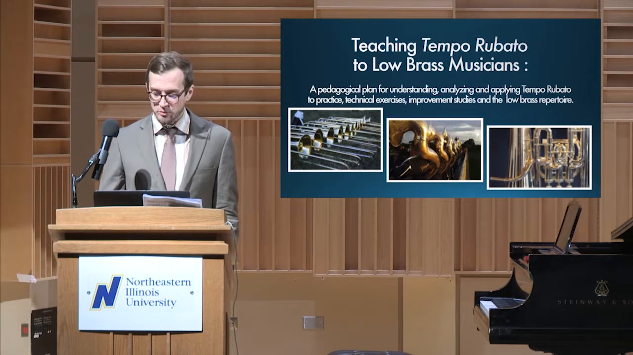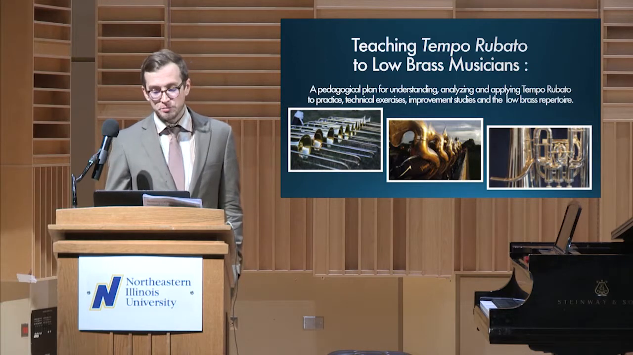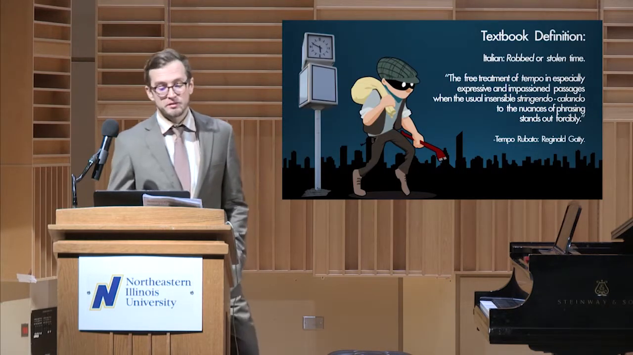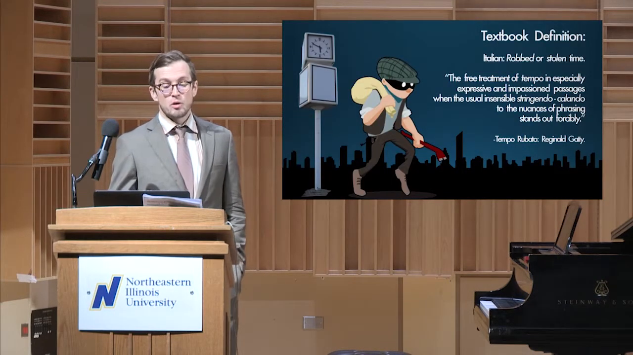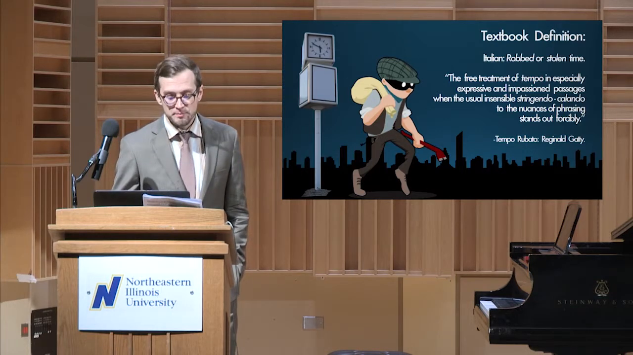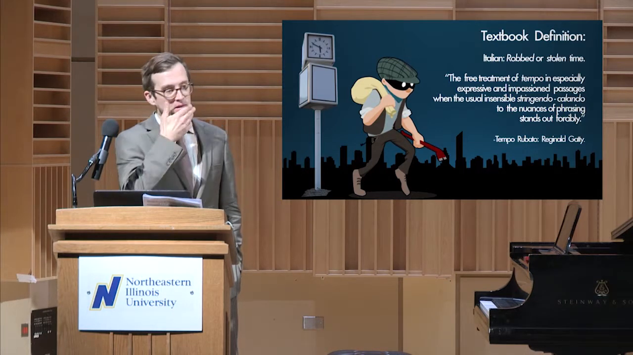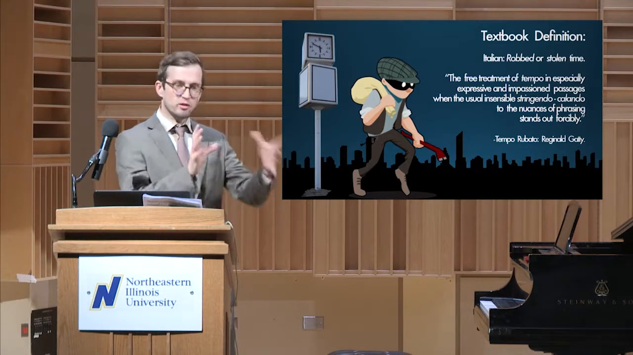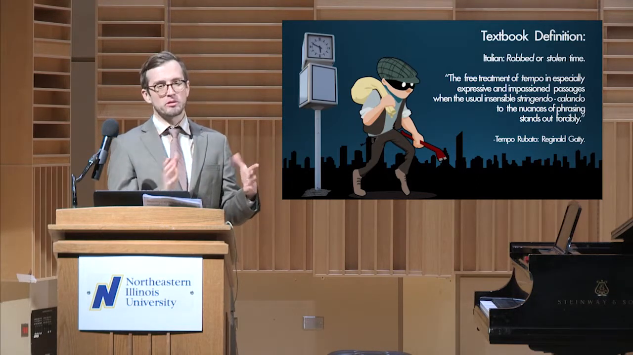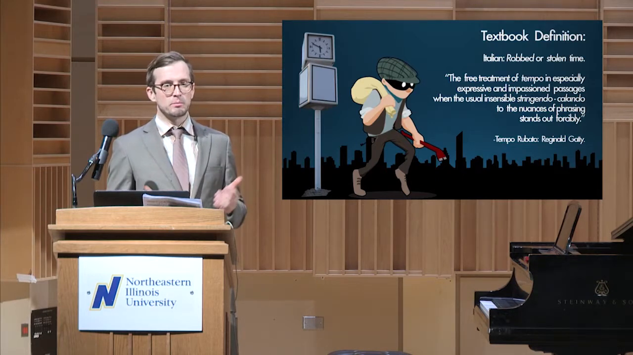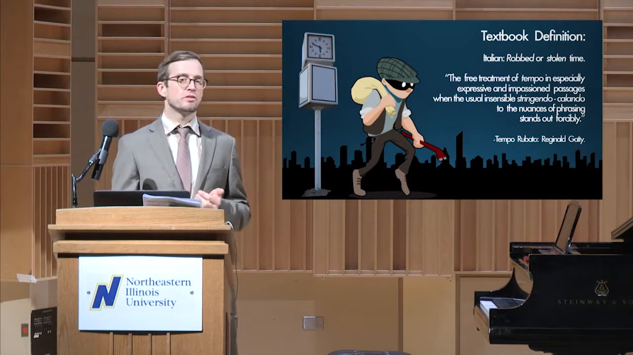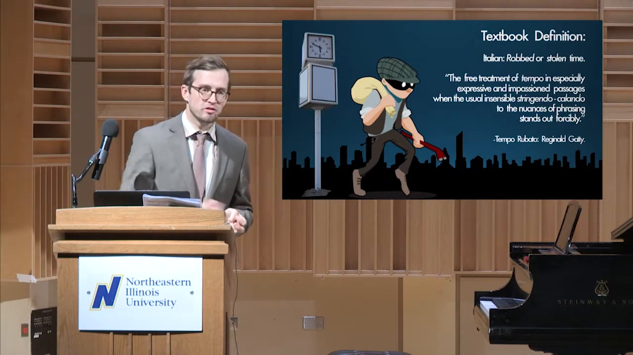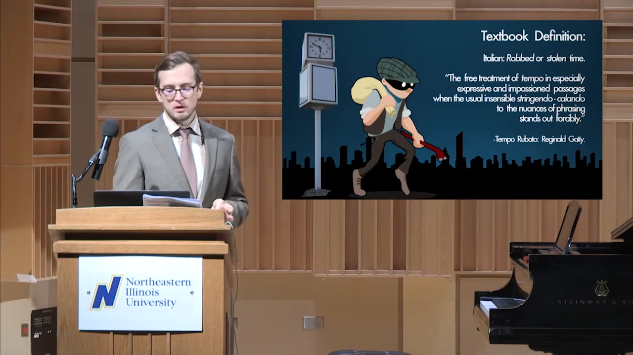Cool. So moving onward. The textbook definition of tempo rubato is robbed or stolen time. I found it ironic because in all of the examples that I was finding, visually it didn't look like anything was being robbed or stolen. They were just being moved around. And there's generally a rule of compensation: if you slow down, then you have to speed up to make up for it.